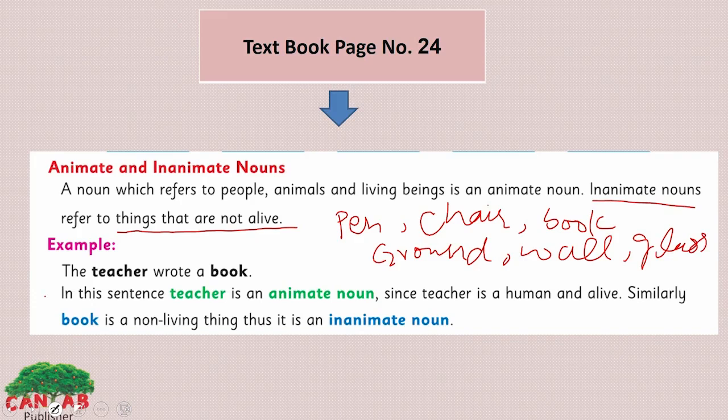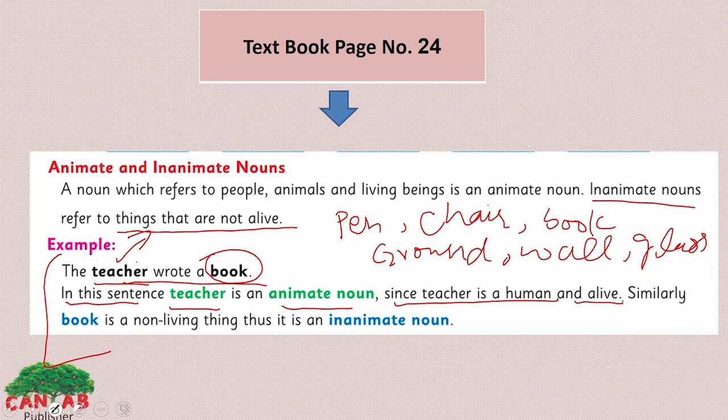Now look at the example here. The teacher wrote a book. Here the teacher is an animate noun, which is a living being, and the book is an inanimate noun, which is not a living being. Teacher is an animate noun and book is an inanimate noun. In this sentence teacher is an animate noun since a teacher is human and alive. Similarly, book is a non-living thing, thus it is an inanimate noun.